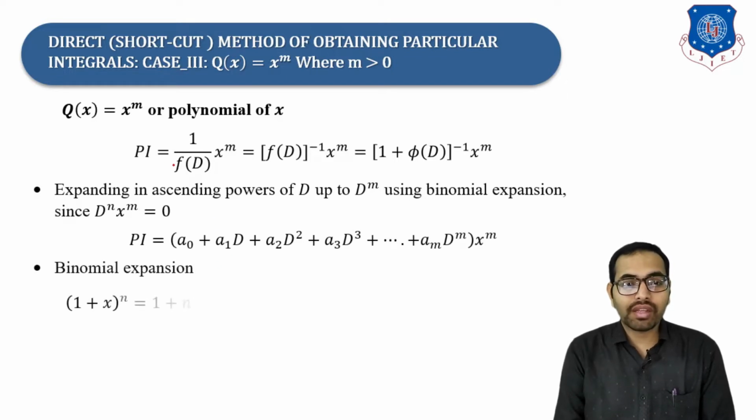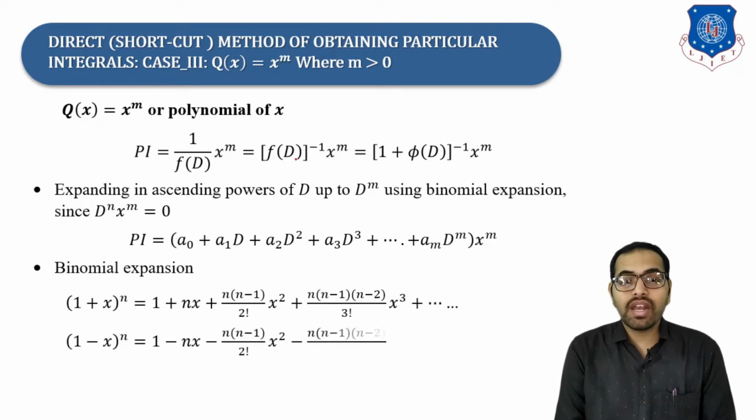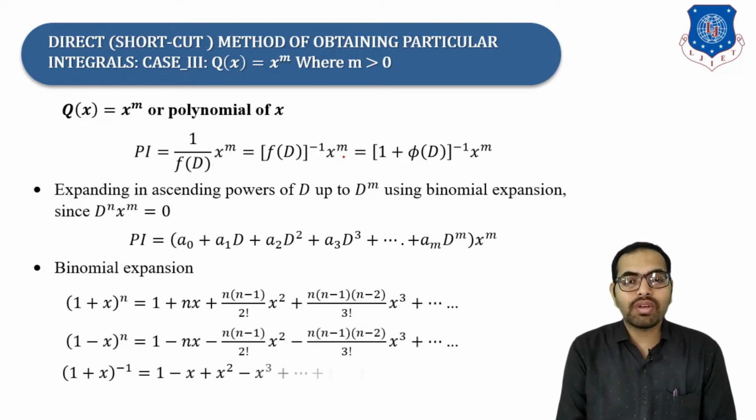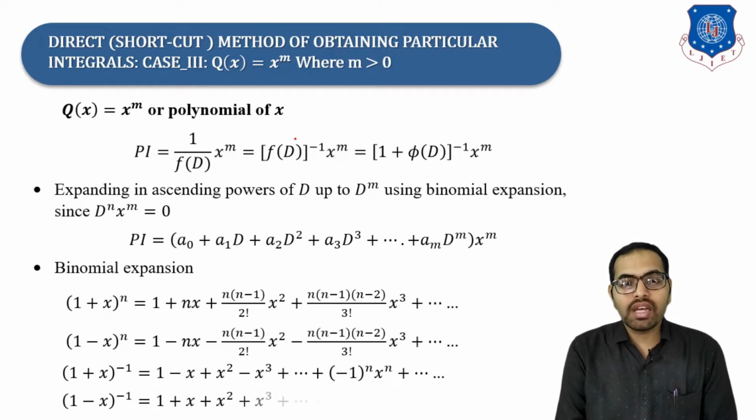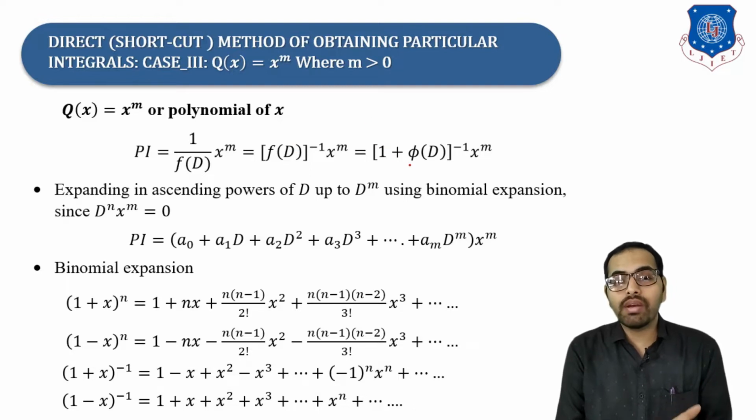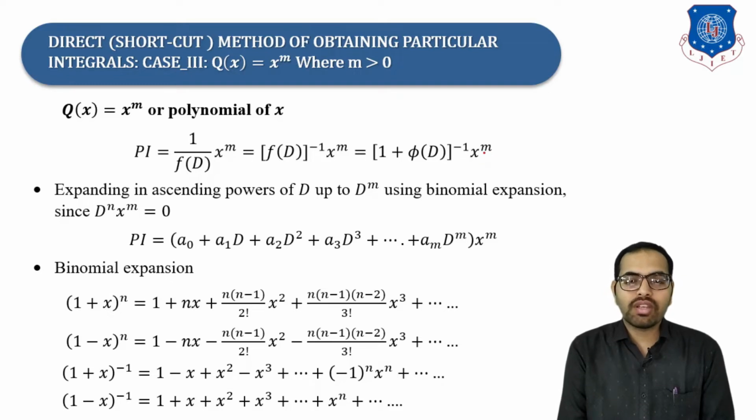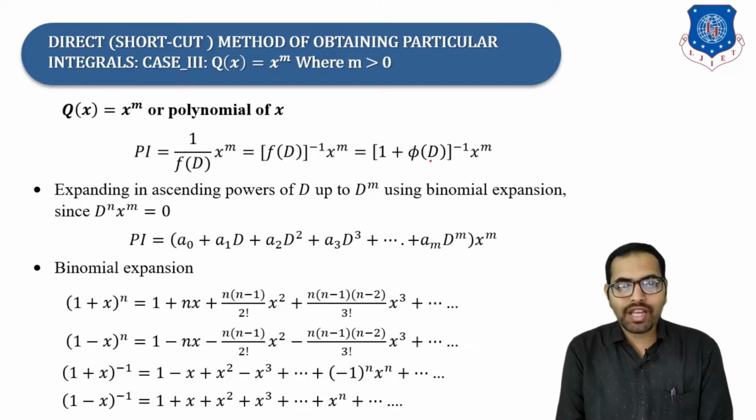This one is a direct method. Yp is equal to 1 upon f of D, x raised to m. Then we can write it as f of D raised to minus 1 into x raised to m. Here, whatever terms are in f of D, they are converted to 1 plus phi of D or 1 minus phi of D, raised to minus 1, into x raised to m. In that case, we should apply the binomial expansion.